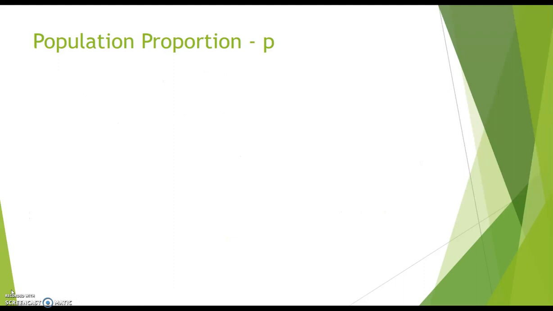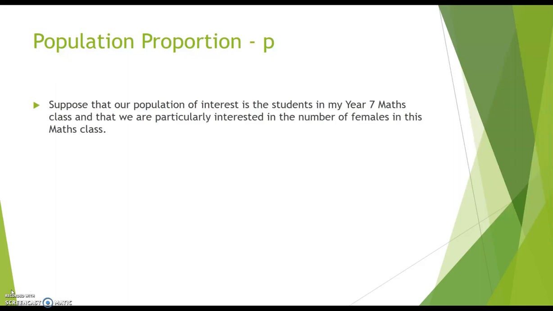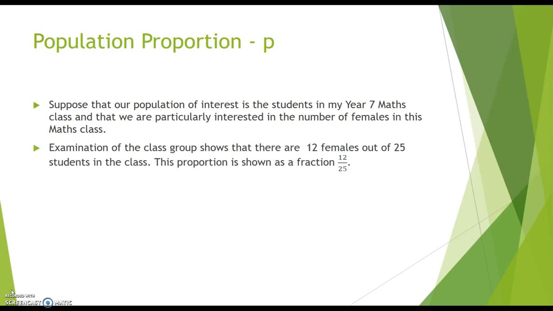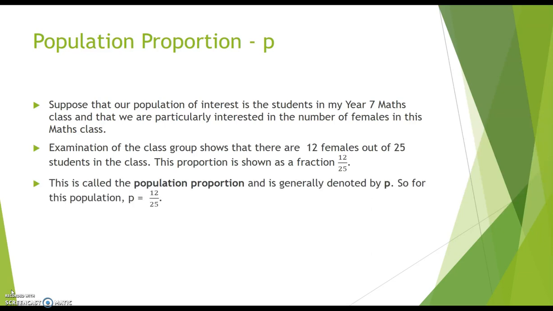Let's have a look at the population proportion denoted by the letter P. Suppose that our population of interest is the students in my Year 7 maths class, and that we are particularly interested in the number of females in this maths class. Examination of the class group shows that there are 12 females out of 25 students in the class. This proportion is shown as a fraction, 12 out of 25.